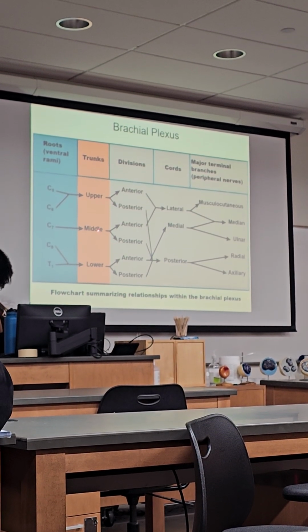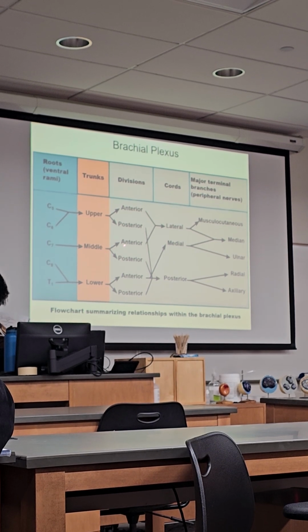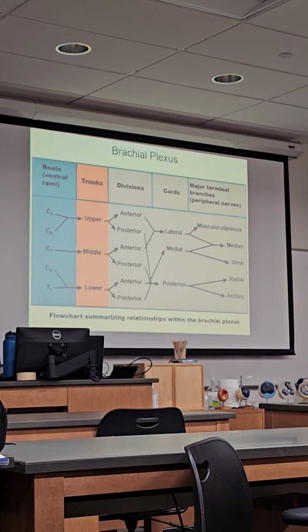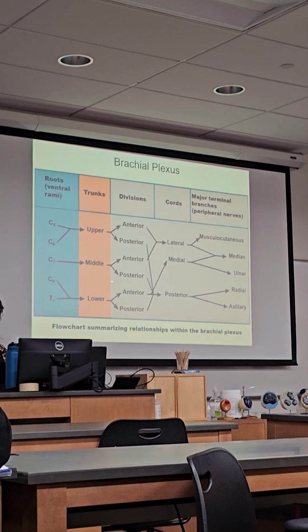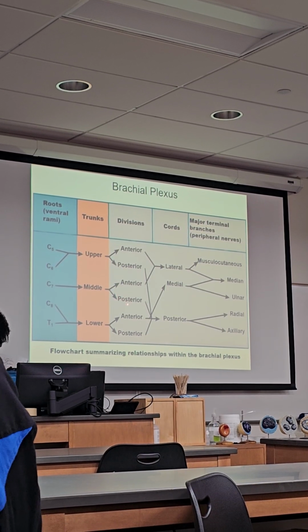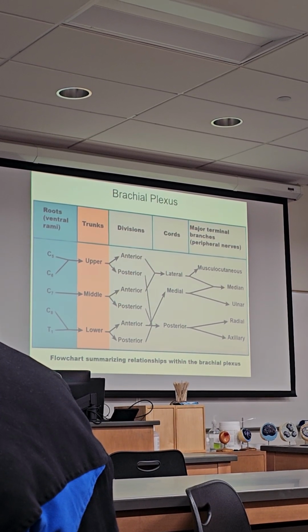And then we go to the middle. That purple coming off of the middle trunk, that's its anterior. I put an A next to that. That green, that is the middle continuing, right? That's its posterior division.